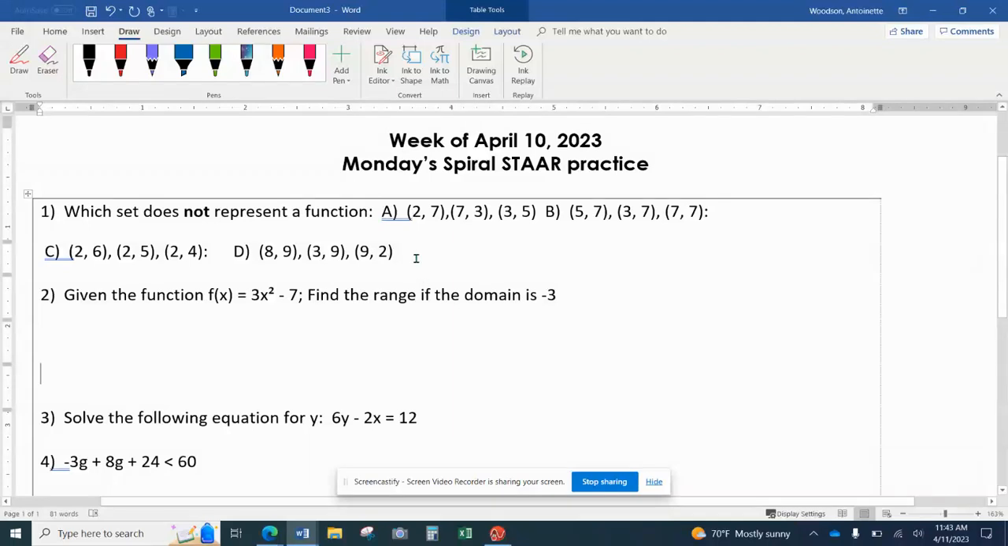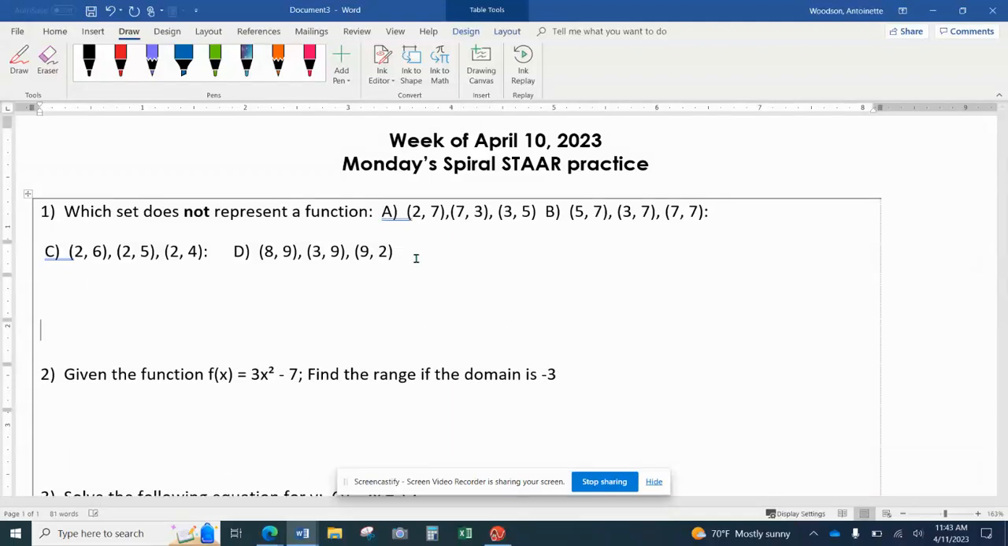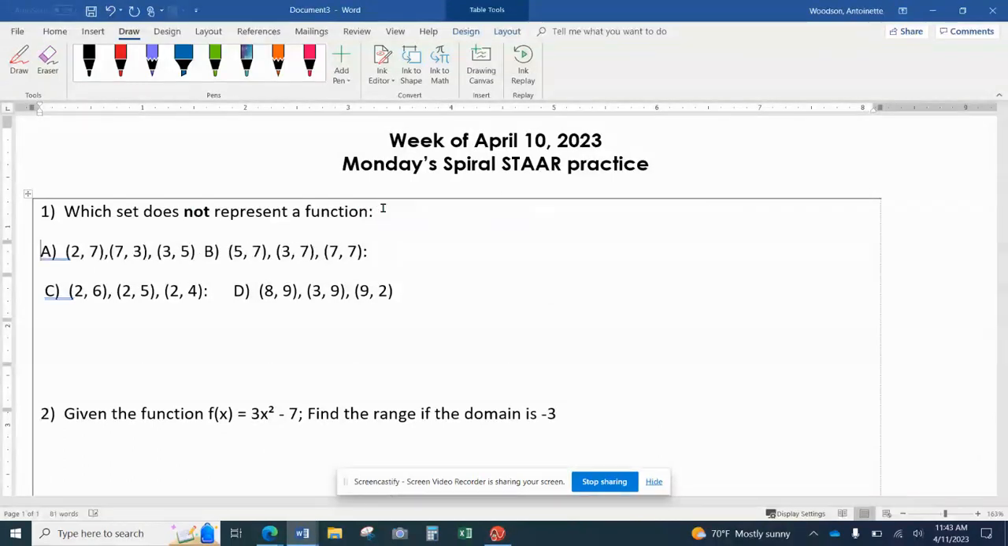All right, now we're cooking with gas. Okay, so on number one, it says which one does not represent a function, right? What are our two function rules? Do you remember what they are?